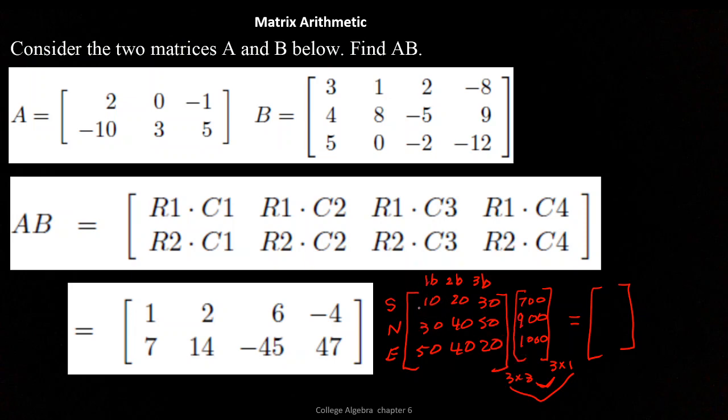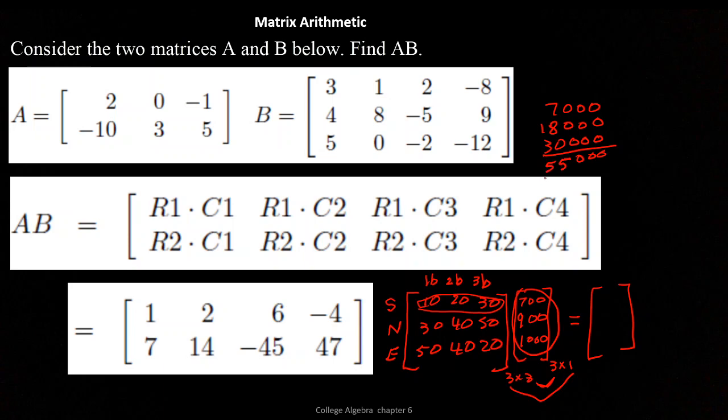So what happens if you take this row and multiply it by this column? 10 times that, 20 times that, 30 times that. So 10 times 700 is going to be 7,000. 20 times 900 is going to be 18,000, right? And 30 times 1,000 is just 30,000. So if we add them, what do we get?